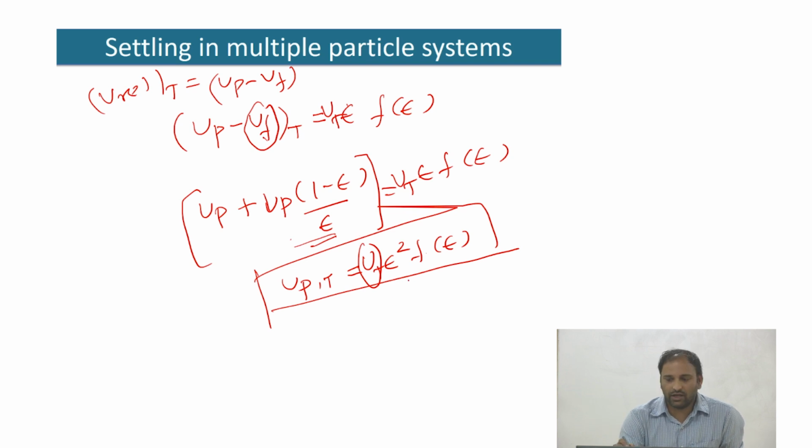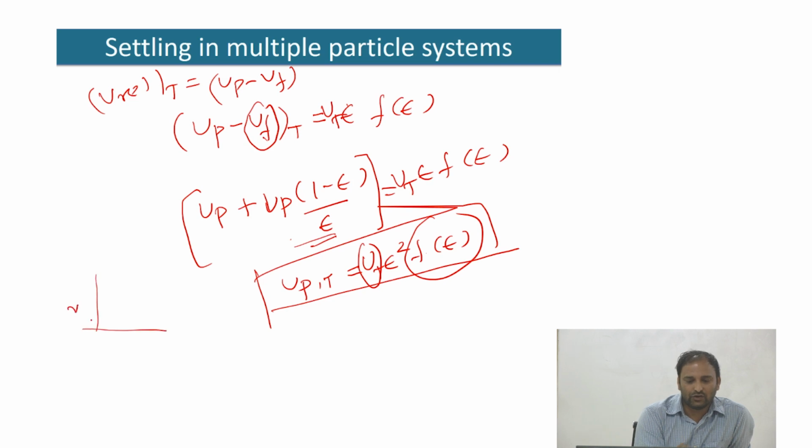Now I still don't know what f of epsilon is. If I want to go back and think about the plot that we saw, you had n, which was a function of Reynolds number. So if I want to get that n, I still need to find out what this f of epsilon is. What people have done is, there are a lot of theories available for what this f of epsilon is.